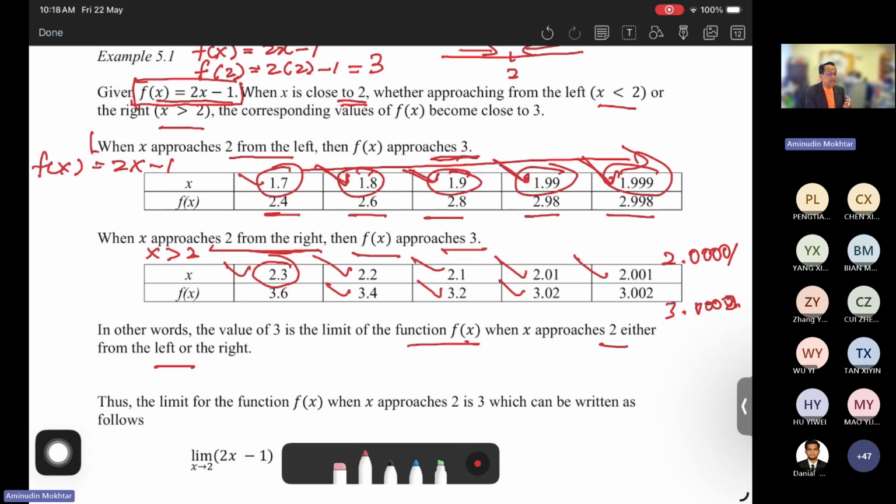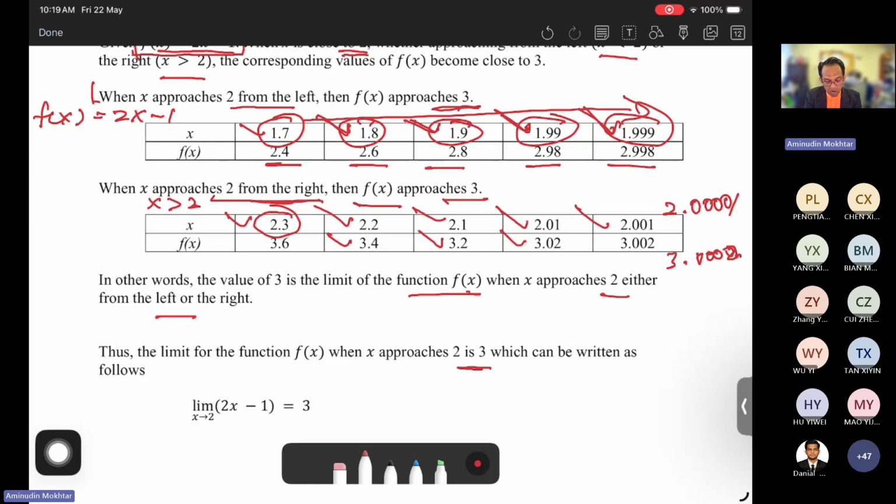3 is the limit for the function when the input, or independent variable, x approaches 2. Thus, the limit for the function f(x) when x approaches 2 is 3. 3 is the limit of the function, or we can write the conclusion. We can simplify the equation like this.